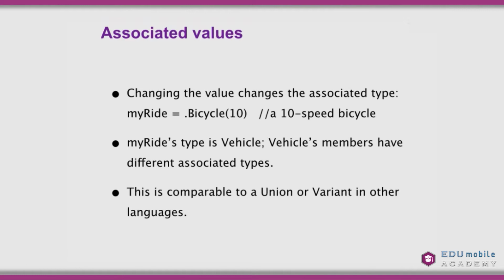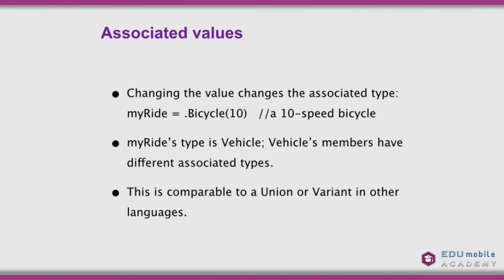myRide's type here is Vehicle. Vehicle's members are either a car or a bicycle. A car has 3 associated types with it: the year, the make, and the model. A bicycle only has 1 associated type with it, and that's how many speeds it has.